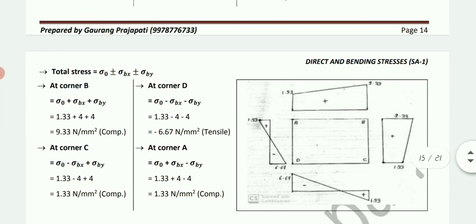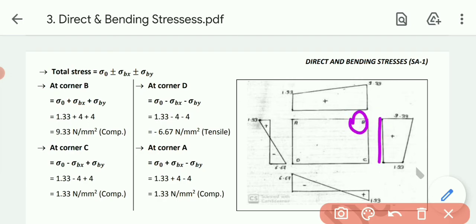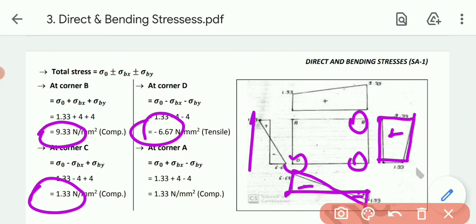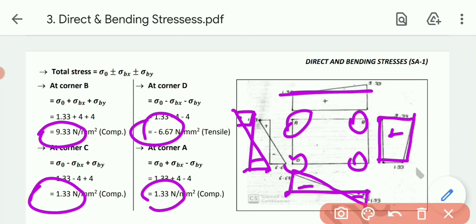So first one, at corner B, positive then right hand side, negative then left hand side. At corner B, 9.33 positive, and at C 1.33 positive, join them, positive. At the bottom, positive then downward, negative then upward: positive 1.33 at corner D, negative 6.67, join them like this, plus minus. Then on this side, if it is positive then left hand side, negative then right hand side: negative 6.67 at corner A 1.33, join them, negative positive. And towards the upward side, at corner D at A 1.33 positive, so upward side, and at corner B 9.33 upward side. So this will be our diagram.